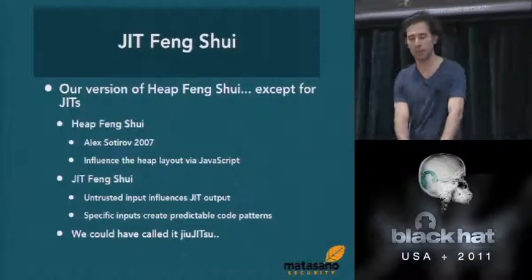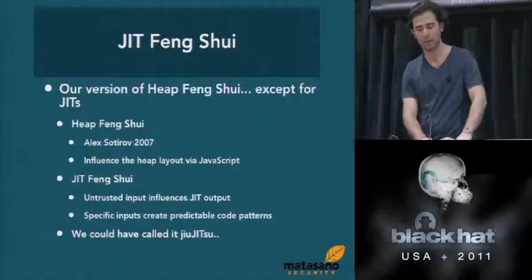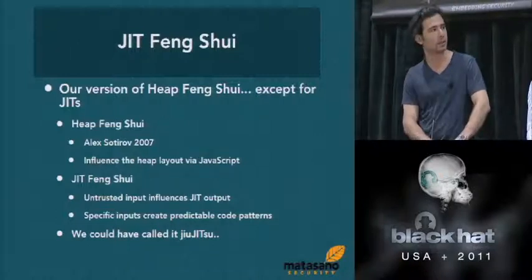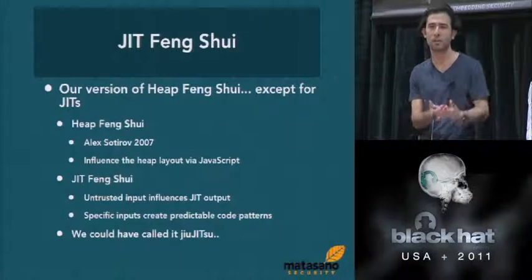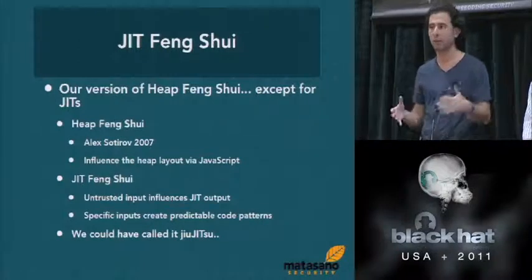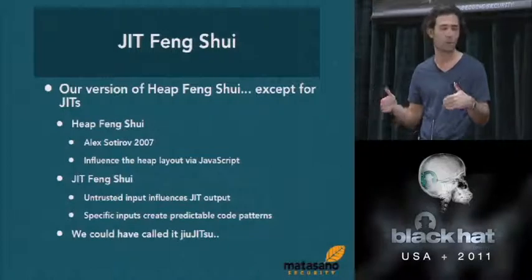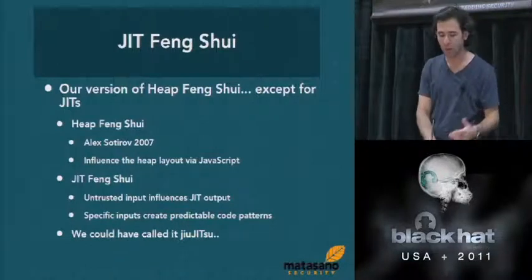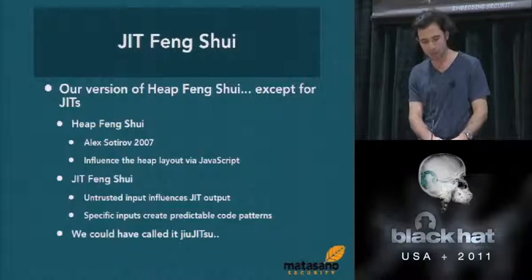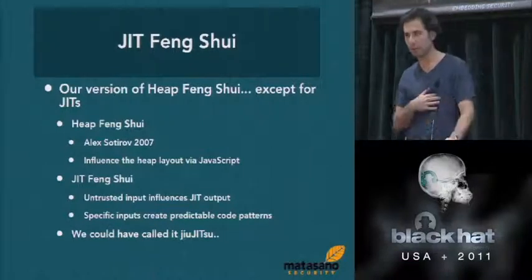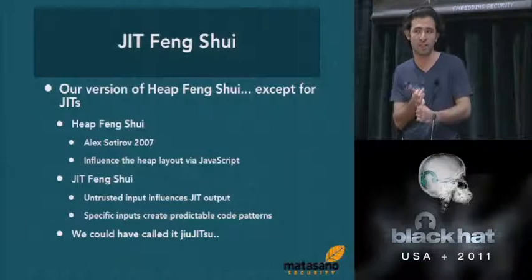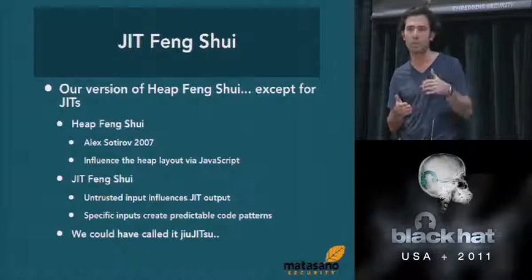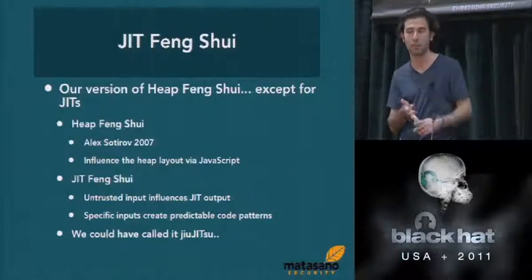Another technique we've been looking at, which we termed JIT feng shui, was inspired by Alexander Sotirov's research in 2007 on JavaScript heap feng shui. The premise of the heap feng shui attack was the fact that the JavaScript heap is deterministic. You can make various allocations to groom the heap to be more predictable and to better reason about where your shellcode will be. We borrowed a similar technique: since the code is provided by the attacker and the JIT is completely deterministic, you can also predict where and how your code is going to be emitted.